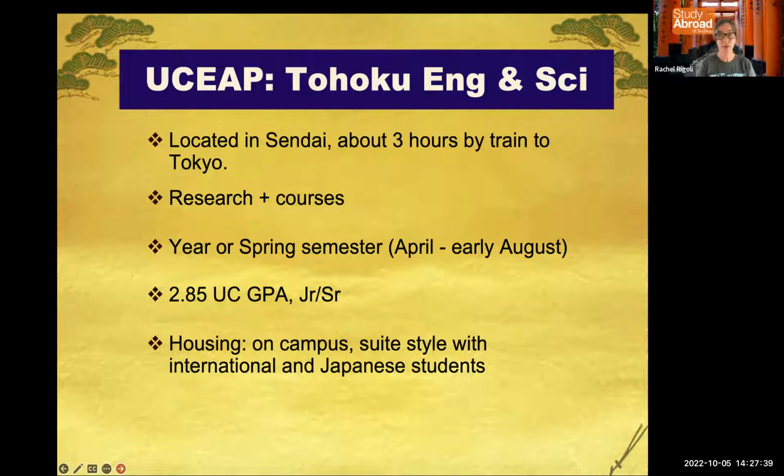Students pre-COVID, I don't know what the housing situation is now, but they would live in suites, and they would have their own room, and then they would have roommates that were either other UC or international students, and also local Japanese Tohoku students. So there was a kitchen and a lounge, and I think maybe even a washer dryer, if I remember correctly. So the housing students seem to really like that. And that requires a 2.85 GPA. So it is lower than the Osaka requirement, and you have to have junior or senior standing by departure.